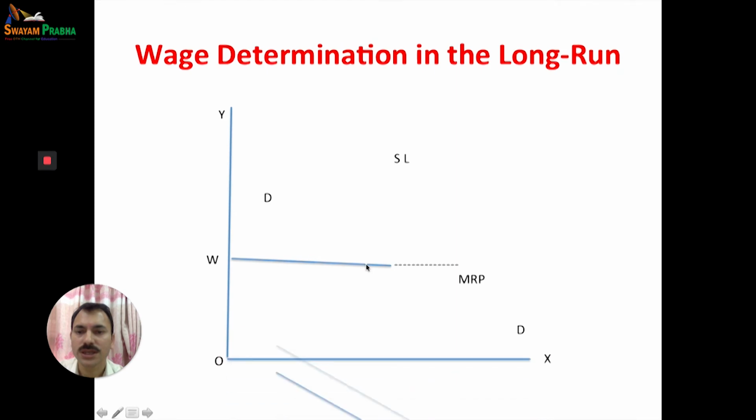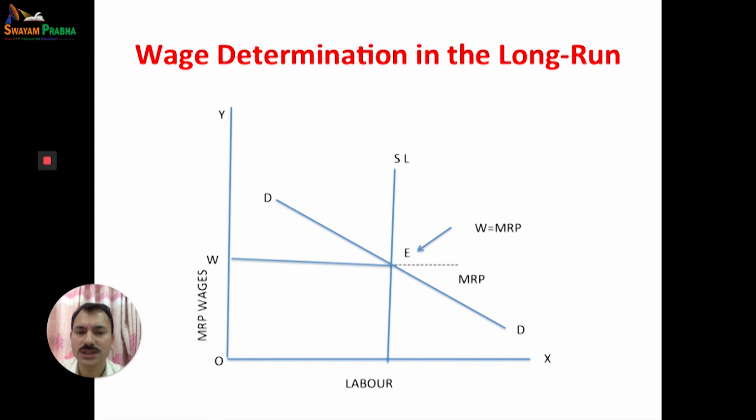Now see, in perfect competition we know that the price of the product is determined through the demand and supply of market forces, not by the firm. The firm is the price taker. The price which is fixed is shown by SL, the supply of labor, which is constant, and this is the demand. Wage has a reverse relationship with demand: the higher the wages, the less will be the demand, and the lower the wages, the more will be the demand.